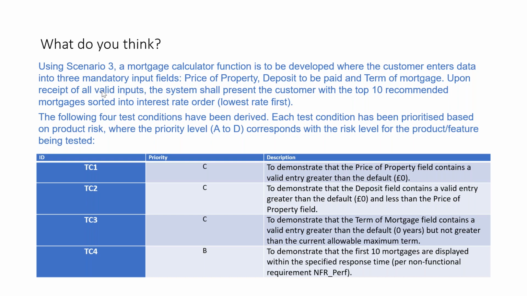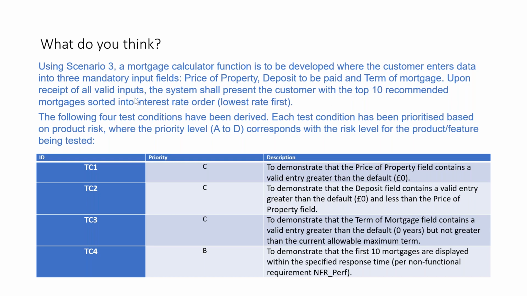So now there are 3 mandatory input fields where the customer enters data. One field is price of property. The second field is deposit to be paid. And the third one is term of mortgage. These are the 3 fields and they are mandatory input fields.